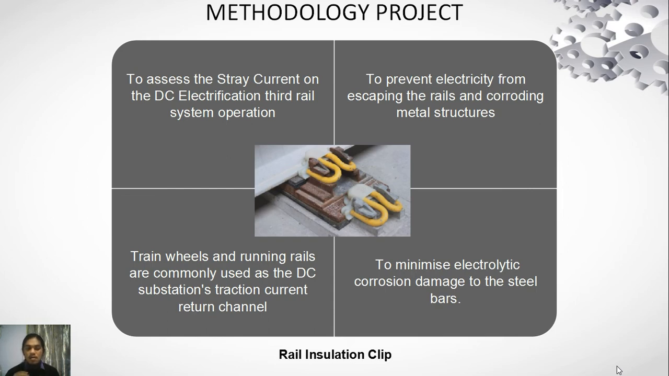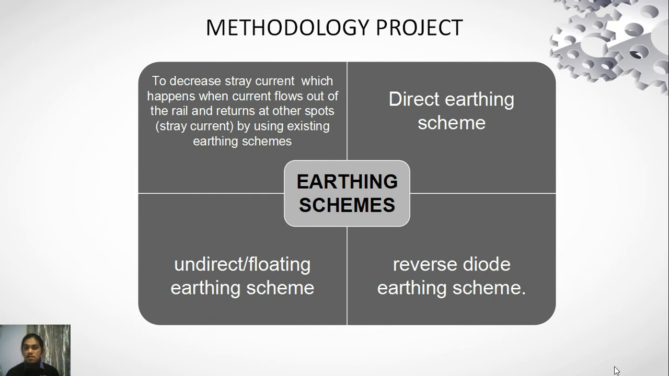Controlling the return DC traction current and preventing it from going through the steel bar of concrete buildings is the crucial aim when developing DC electrified railways, in particular high-stress concrete construction, to minimize electrolytic corrosion damage to the steel bar. Next, my methodology project is to decrease stray current, which happens when the current flows out of the rail and returns at another spot, by using existing earthing schemes.